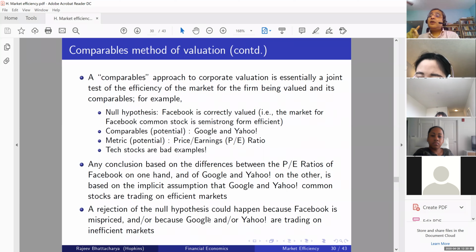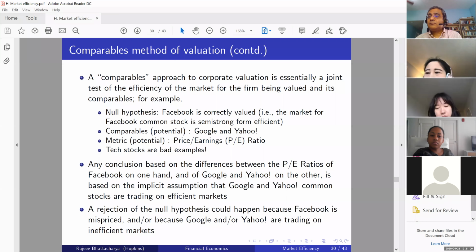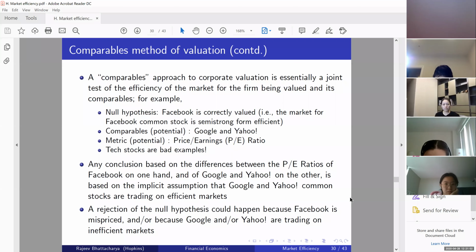Now, why was price per earnings very difficult to do in the 1990s, and is it still difficult to do for tech stocks today, for startups today? Rundan, can you tell me why you think that is? Why is that a problem for tech stocks?